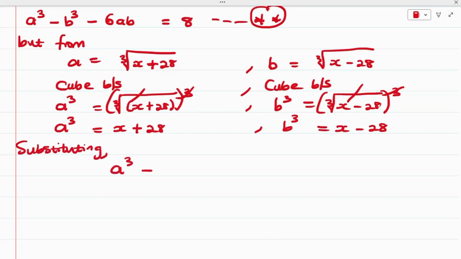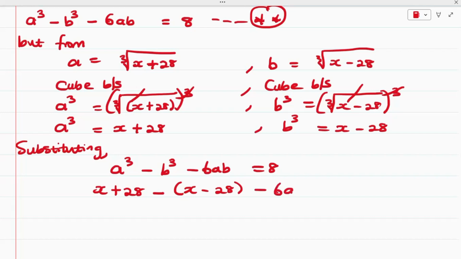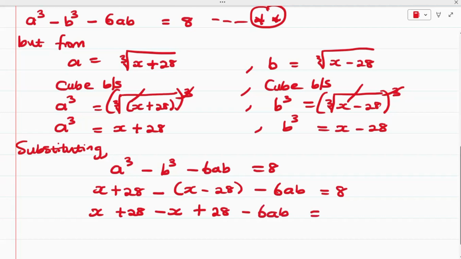So next thing we want to do is to simply substitute these values into this equation, that is a raised to the power of 3 minus b raised to the power of 3 minus 6ab equals 8. Now we have a raised to the power of 3 to be x plus 28 minus b raised to the power of 3 is x minus 28 minus 6ab, and this is equal to 8. So we have x plus 28, open up the brackets, minus times x is minus x, minus times minus is plus 28, minus 6ab, and this is equal to 8. So from here x is going to cancel out minus x. So we have 28 plus 28 will give us 56 minus 6ab, and this is equal to 8.